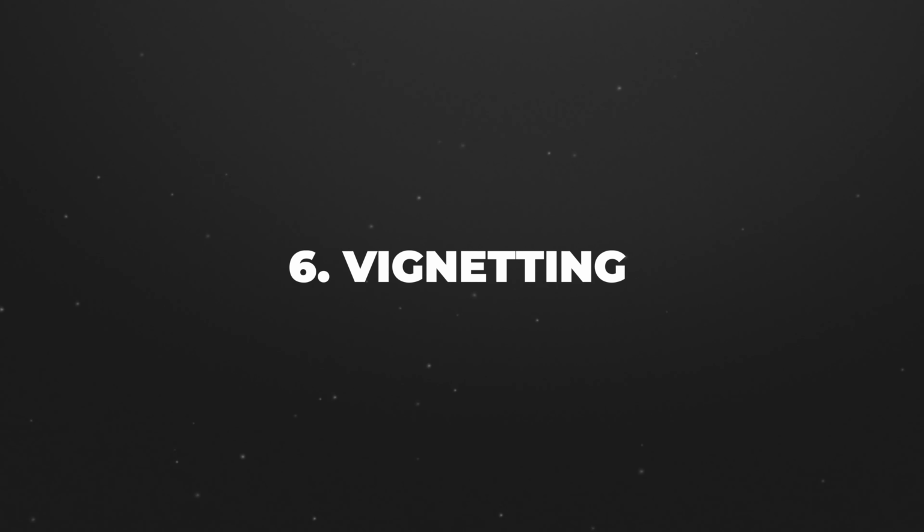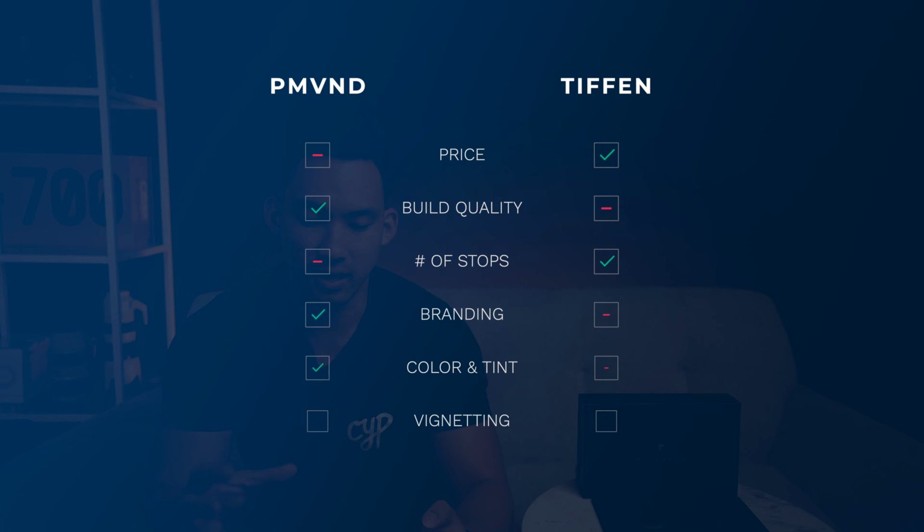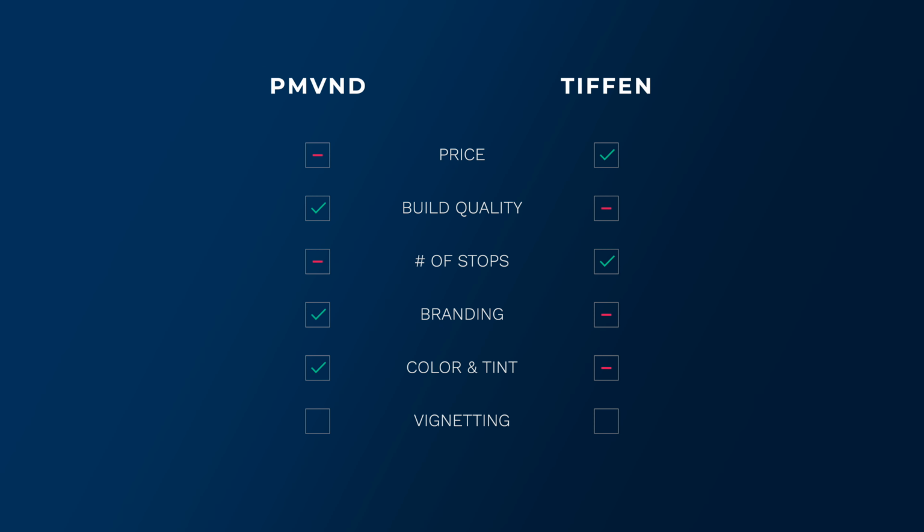Moving on to the last comparison, which will be the vignetting. And you'll probably notice it more when you shoot at a wider focal length. And the footage you're seeing right now, I'm shooting at 17mm with a Tamron 17 to 28mm lens. So that should be a good comparison comparing these two ND filters. So looking at the PMVND, you see minor vignetting on the bottom left, top right. While looking at the Tiffen one, you can see minor vignetting as well. But that color just throws me off, so I'm gonna have to give this vignetting comparison a win to the PMVND.